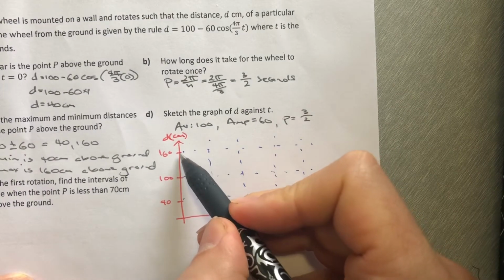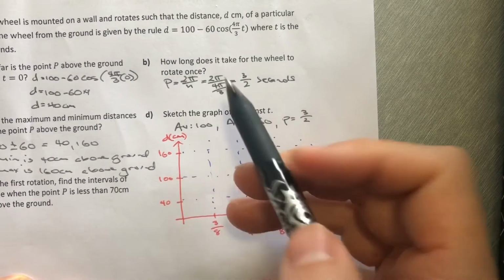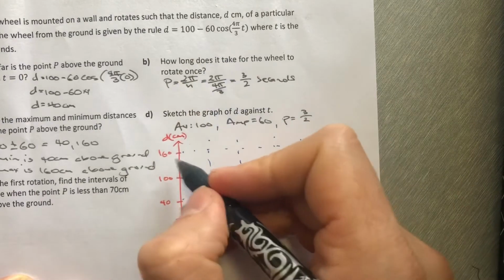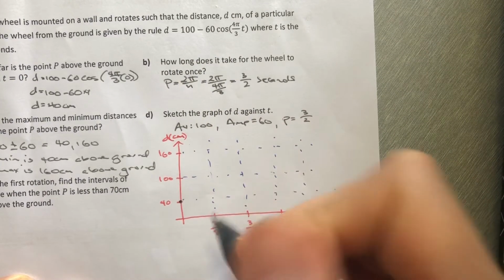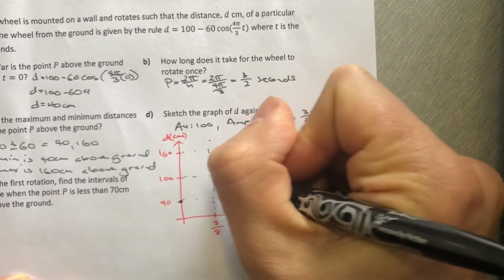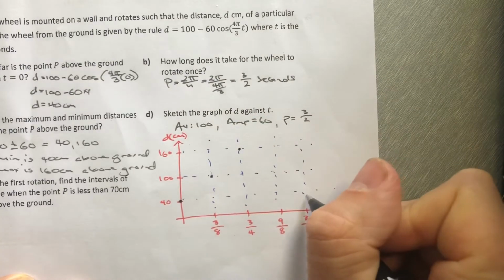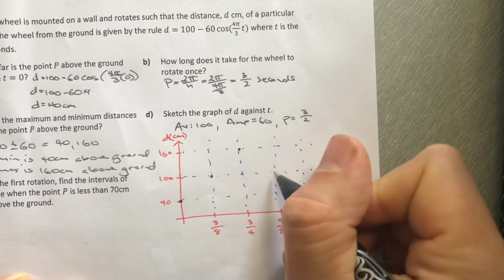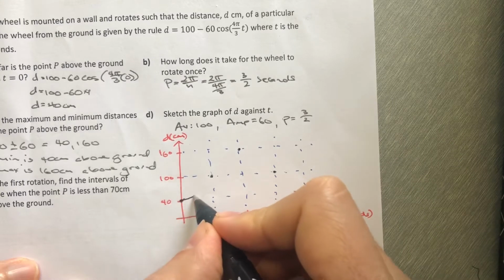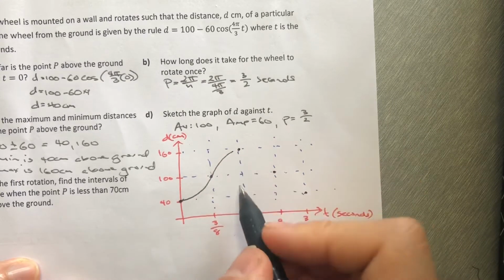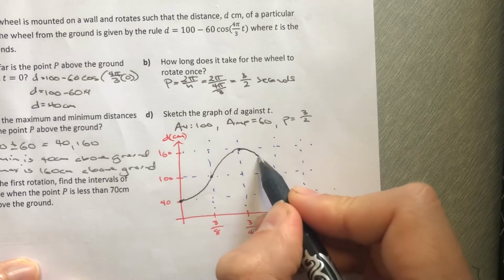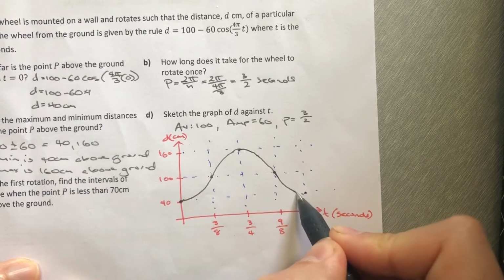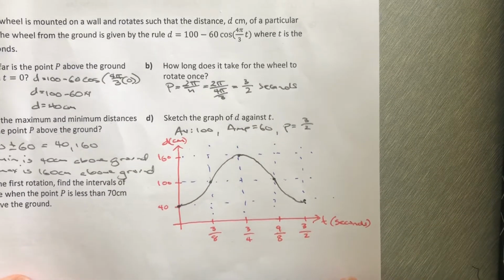Cos graph would normally start up the top, except if we have a look at the rule up here, it's negative. So instead of starting at the top, it's going to start down the bottom. Halfway through, it gets to the top. And then right at the end, it gets back to the bottom. All right, there we go.